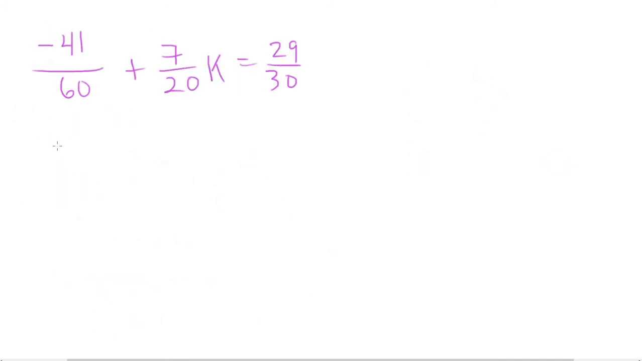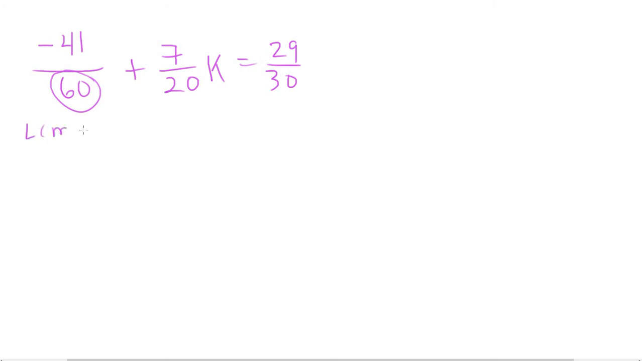So feel free to pause the video and try the following example. I have minus 41 over 60 plus 7 over 20 x equals 29 over 30. Okay, so once again, we want to get rid of these denominators. I'm going to pick my most difficult number, and I can see that 20 and 30 both divide into 60 evenly, and of course 60 divides into 60 evenly.